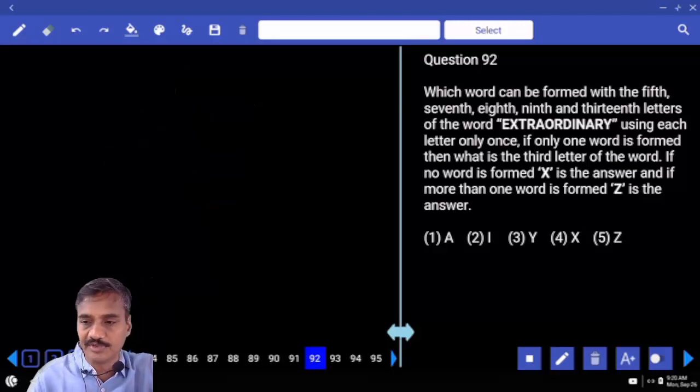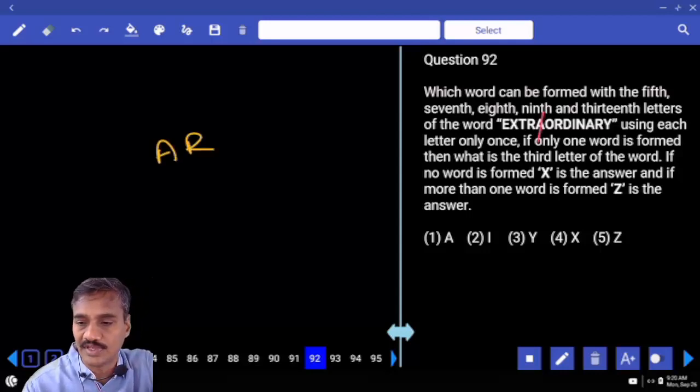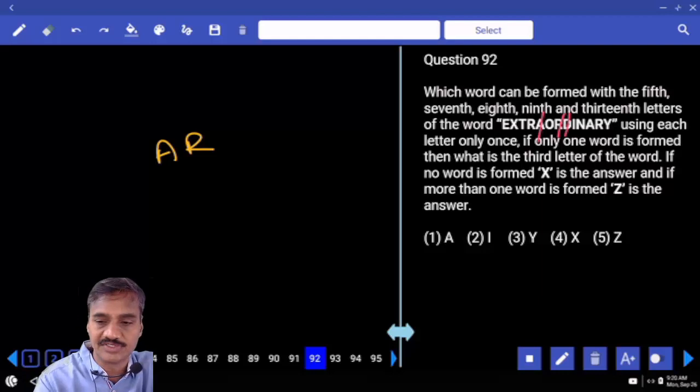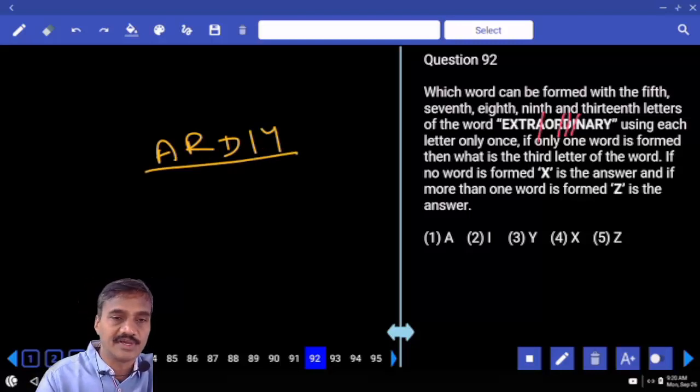Now which word can be found with 5, 7? 3, 4, 5. 7 is R. 8 is D. 9 is I. 10, 11, 12, 13, Y. Now A, R, D, I, Y. Now tell me what is the word that can be formed.